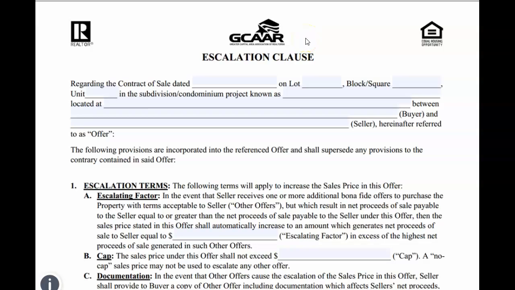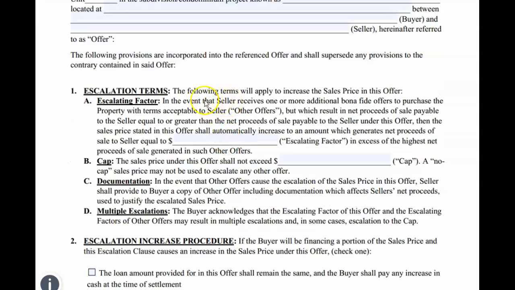Good morning. Let's take a quick look at the escalation clause used in DC and Montgomery County as part of the GCAAR area. An escalation clause is used when you think you have multiple offers and you want to start at a price but have the opportunity to be included in the discussion if the price goes higher. And so what you do here is you have an escalating factor.